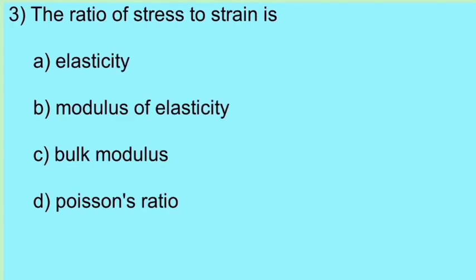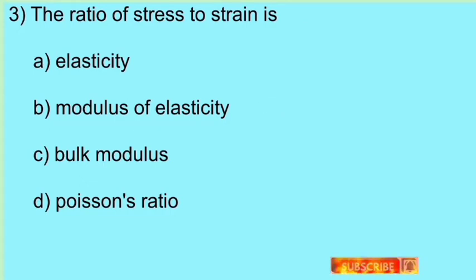Next question. The ratio of stress to strain is option A, elasticity, option B, modulus of elasticity, option C, bulk modulus, and option D, Poisson's ratio. And we know that the ratio of stress to strain is called modulus of elasticity. Option B is the answer.